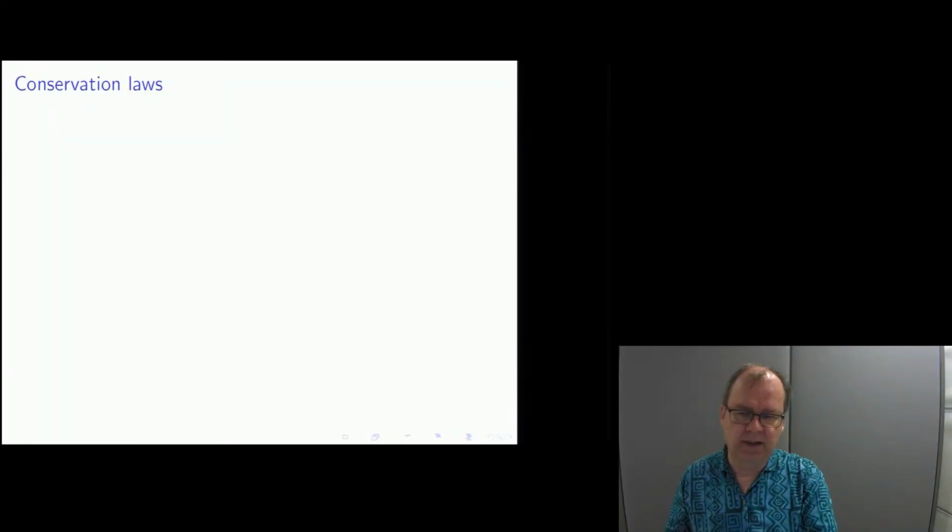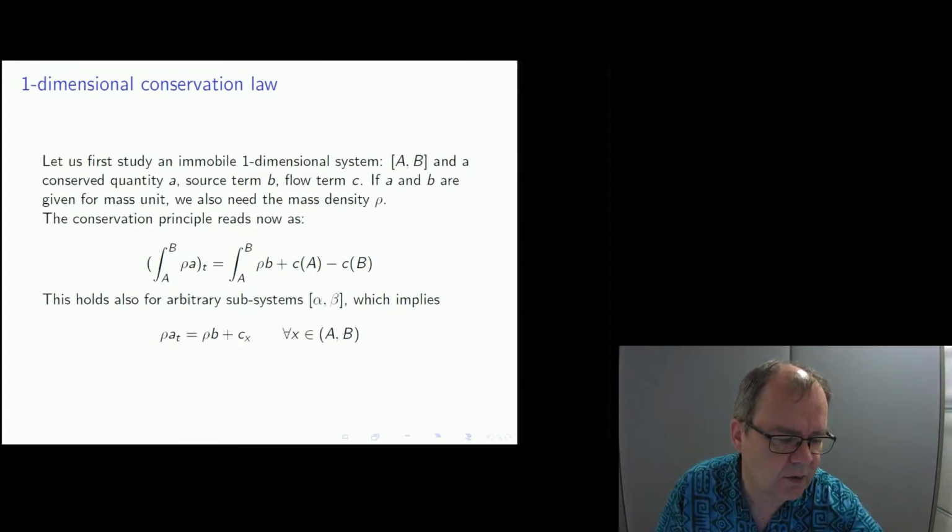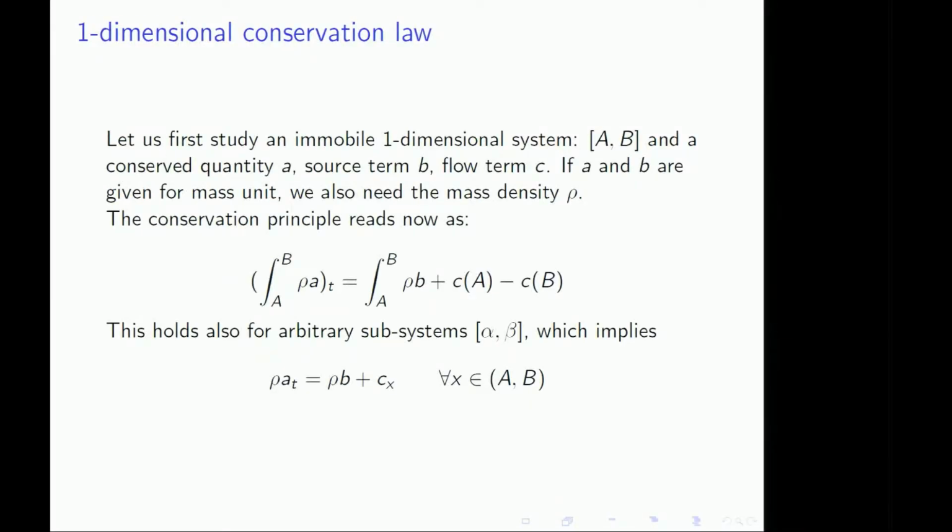So we have the mathematical tools ready to speak about conservation laws in continuum systems. We will start with a very simple case of one-dimensional conservation law. So we have the simplest possible system, a one-dimensional system that doesn't move. So it's a fixed interval AB.